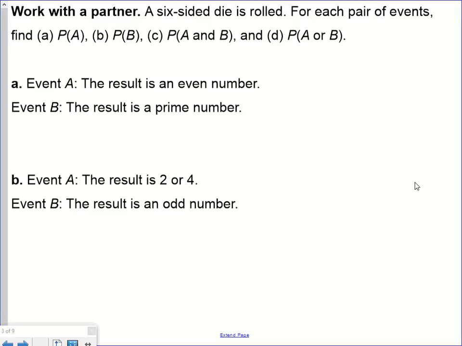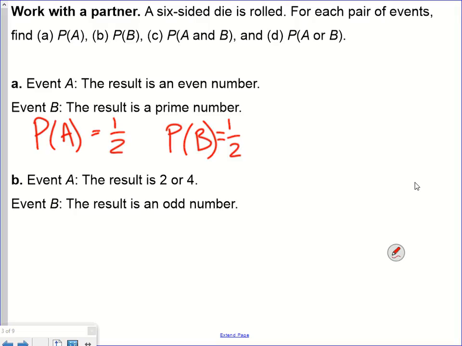Okay, now we're back. Let's go through these one by one. Probability of A. What's the probability that the result is an even number when we roll the die? So there are 3 even numbers out of 6 possibilities. So probability is 1/2. Probability of B. What's the probability that we roll a prime number? Well, there are 3 prime numbers, 2, 3, or 5, out of 6 possibilities. So that's 3 out of 6, which is 1/2.